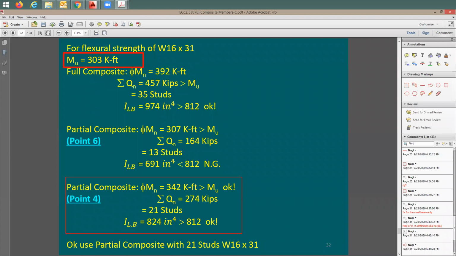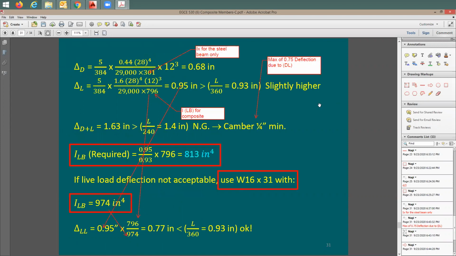Professor, if the camber is already given on your beam, we don't have to worry about dead load deflection then? Yes, but don't forget that you have a maximum camber. This maximum camber is going to be 0.75 of the dead load deflection. So you can do with camber if you want to.